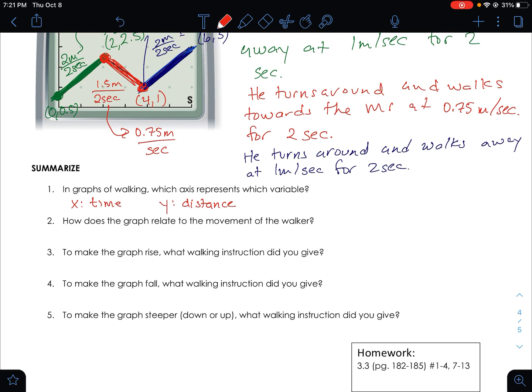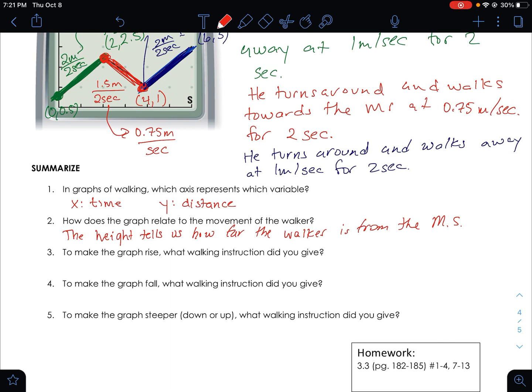Next, the question says, how does the graph relate to the movement of the walker? And so what this tells us is the height. So in this case, the height tells us how far the walker is from the motion sensor. Again, motion sensor is abbreviated MS.